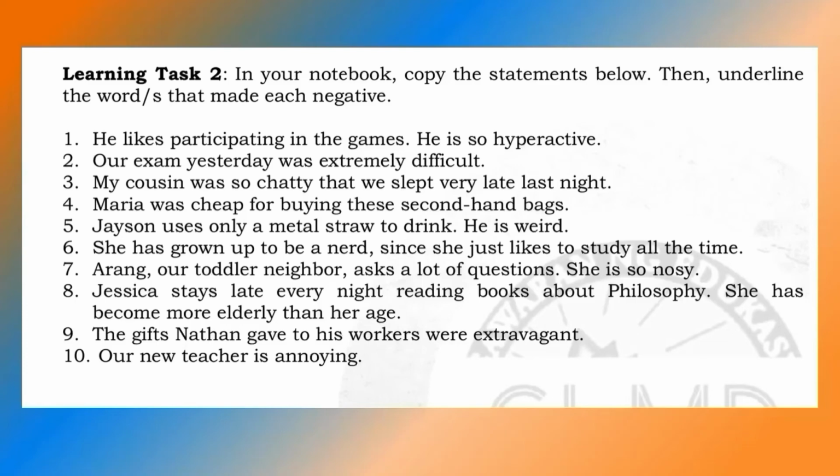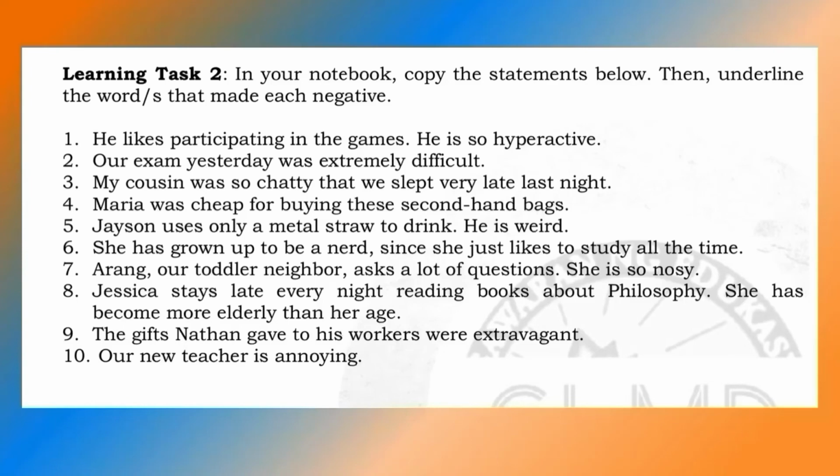Number 4, Maria was cheap for buying these second-hand bags. The underlined words is was cheap. Number 5, Jason uses only a metal straw to drink. He is weird. The underlined word is weird. Number 6, she has grown up to be a nerd since she just likes to study all the time. The negative word is a nerd. Number 7, Arang, our toddler neighbor, asks a lot of questions. She is so nosy. The underlined word is nosy.